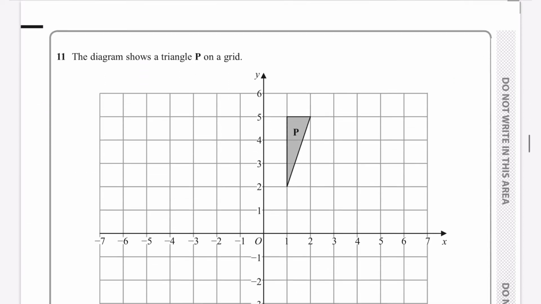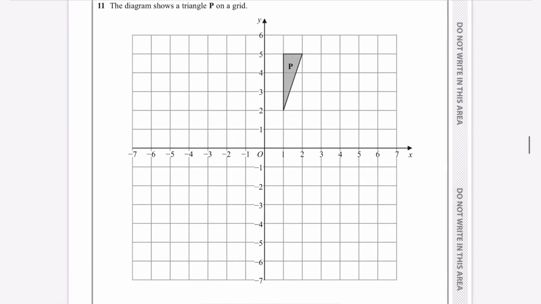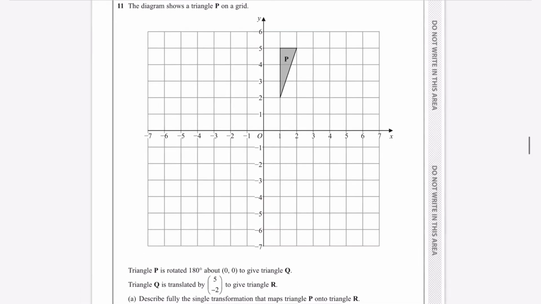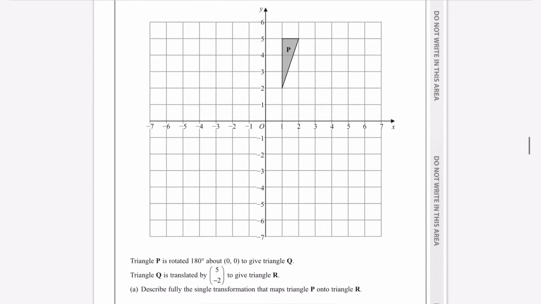Okay, question 11, it says the diagram shows a triangle P on a grid. The triangle is rotated 180 degrees about the origin to give triangle Q. The triangle Q is then translated by 5, 2 to give triangle R. Describe fully the single transformation that maps triangle P onto triangle R.